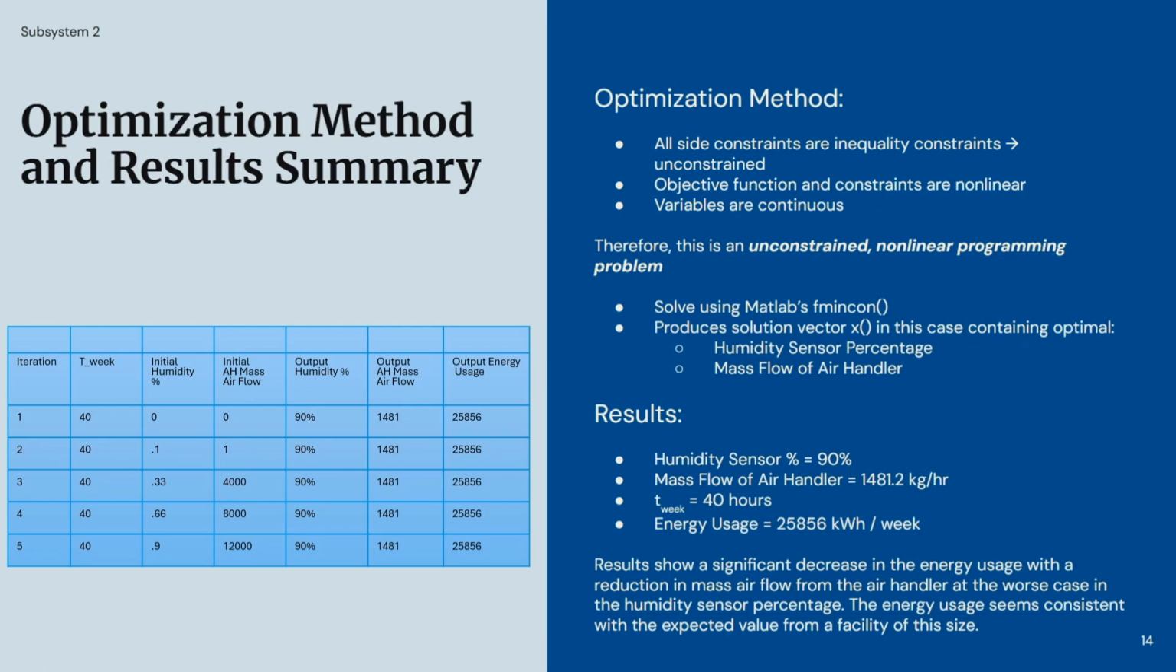For our optimization method, we utilized unconstrained nonlinear programming. This was solved using MATLAB's fmincon function, focusing on the humidity sensor percentage and the mass flow of the air handler. You will notice the output energy usage was around 25,856 kilowatt hours per week when minimizing the hours worked per week, and optimizing the humidity output.